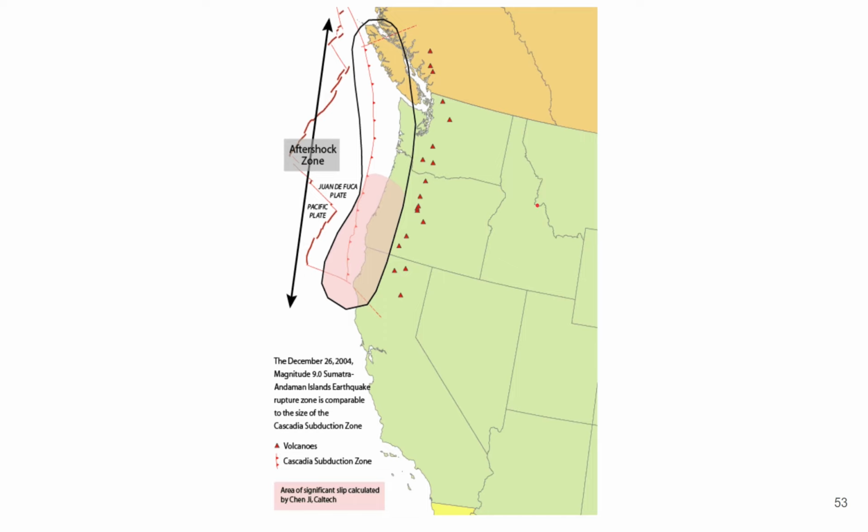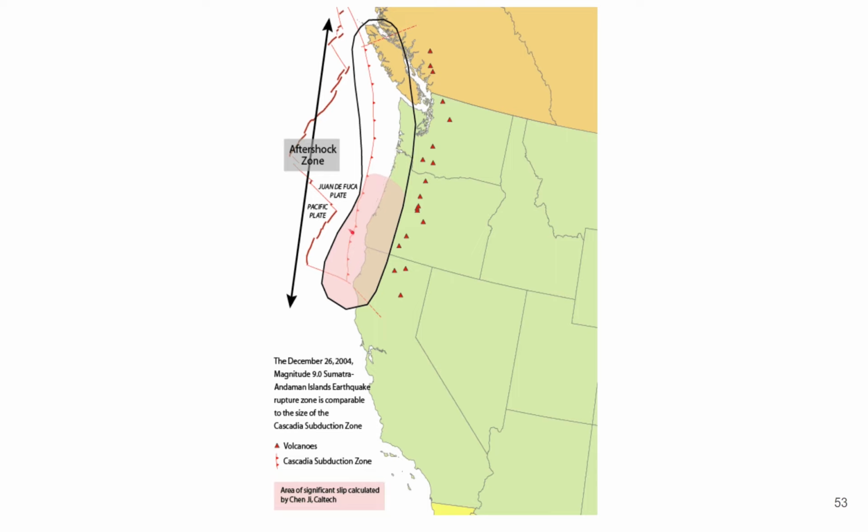Another view showing the whole range. This thing that looks like a colored red warm front, that's actually showing the area, the point of subduction, where the Juan de Fuca plate is subducting beneath the Pacific plate. The Pacific plate is on top here, and the Juan de Fuca is underneath.